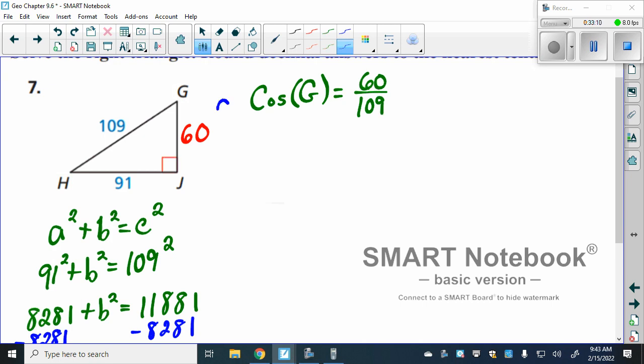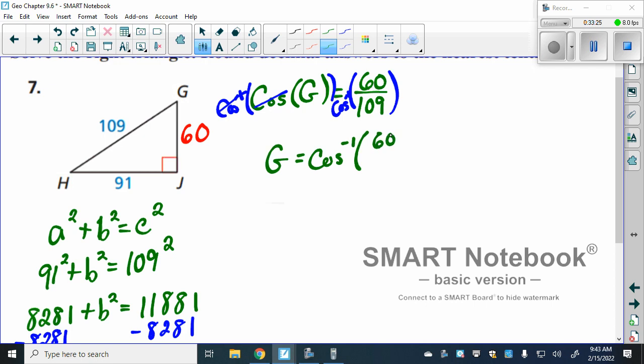Now at this point here we would use cosine inverse and apply it to both sides, because cosine inverse and cosine will simplify out, leaving us with angle G is equal to cosine inverse of 60 over 109, which tells us that the measure of angle G is 56.6 degrees.